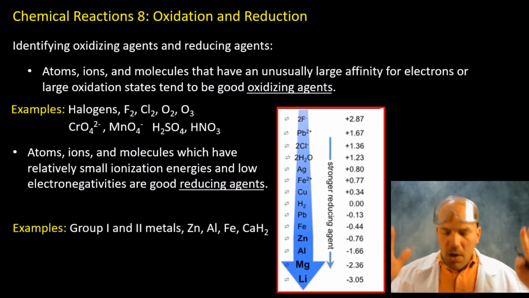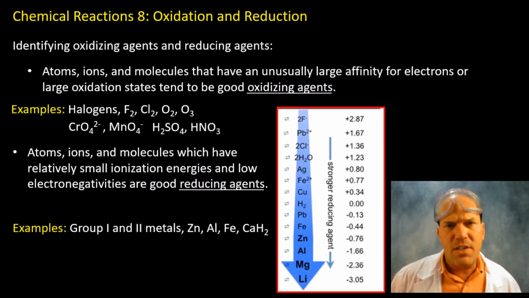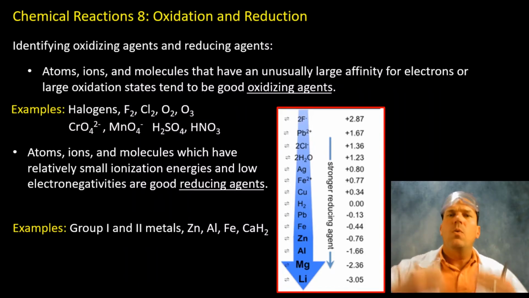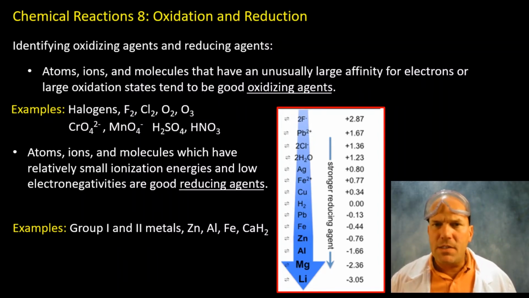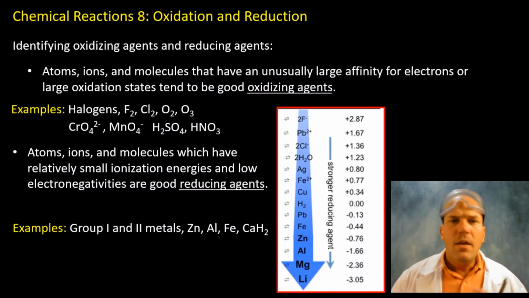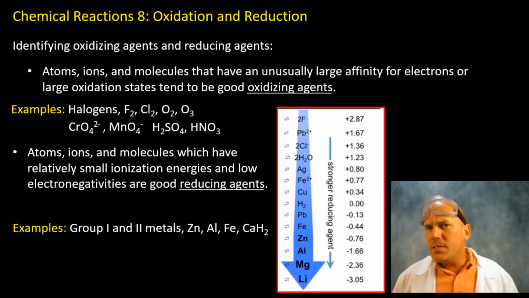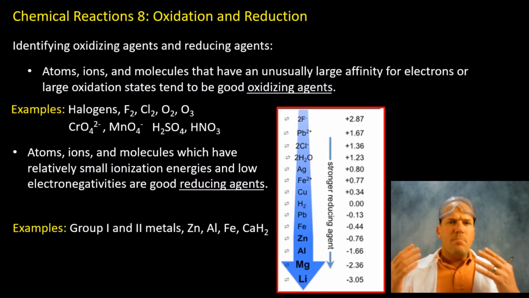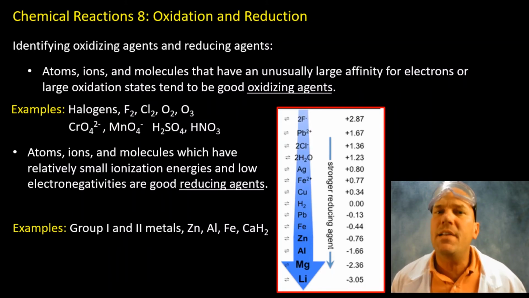Let's look at some examples. Group 1 and Group 2 are excellent reducing agents. They will readily give away 1 or 2 electrons to become a +1 or +2 oxidation state to fulfill the octet rule. Well, other species are then gaining those electrons, thereby being reduced. Other examples include zinc, aluminum, iron, and don't forget your metal hydrides like calcium hydride, in which case the hydrogen actually has an oxidation number of -1 and not +1.